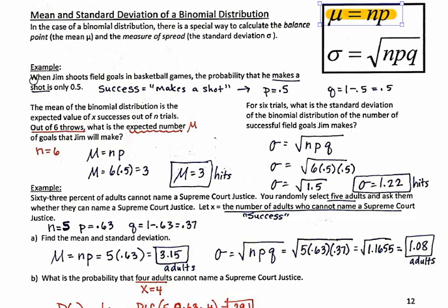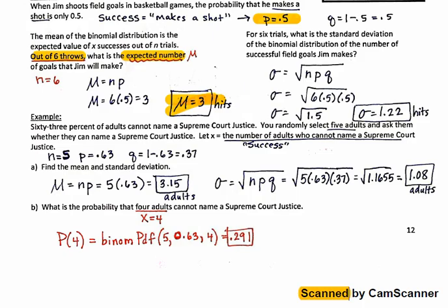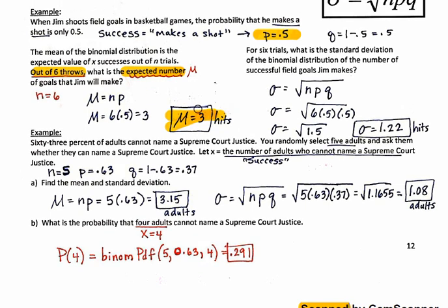For example, when Jim shoots field goals in basketball, the probability he makes a shot is only 50%. So success is making the shot. Probability of success is 50%. The mean would be the expected number. So if he's going to throw 6 times and he makes 50% of the shots, it's logical that he's going to make 3. Computationally, all you need to do is take n times p, which would be 6 times 0.5, and get that number.